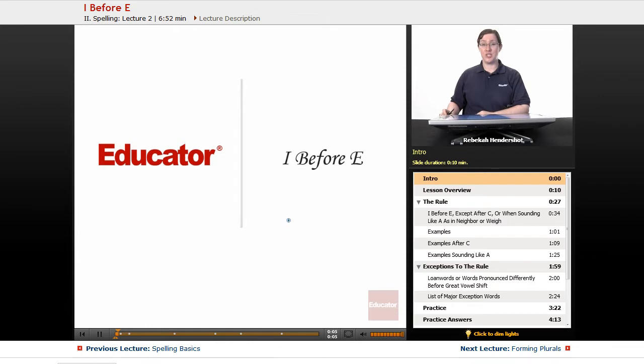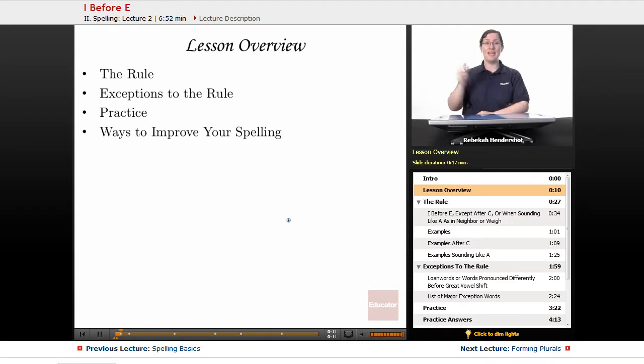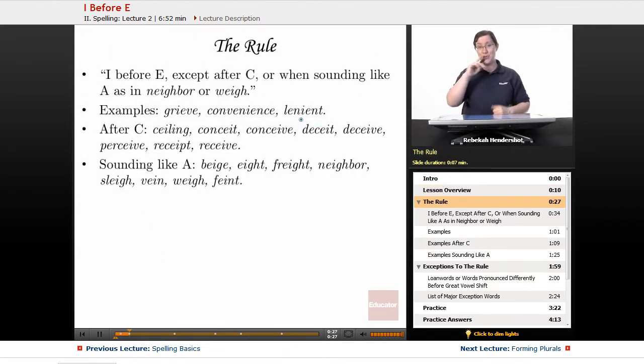This lesson is part of our spelling unit, and it's on the I before E rule. Let's get started. We begin as always with a brief lesson overview. We're going to talk about the rule that we're talking about in this lesson. We're going to talk about exceptions to the rule. Yes, every rule has exceptions, including that one. And we're going to do a little bit of practice, and we're going to conclude with some tips, ways to improve your spelling.